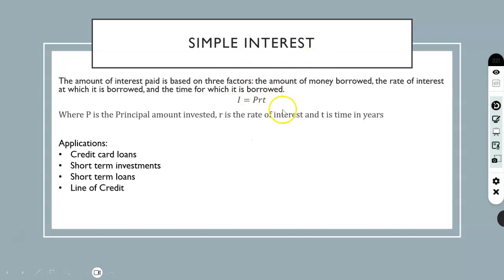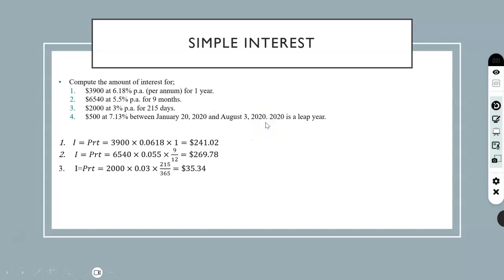So for calculation, we'll use this formula which is I equals PRT, where P is the principal amount invested, R is the rate of interest, and T is time in years. While calculating, you should see that T should be in number of years. If you don't have the T given in years, you need to convert it and then write it in this formula. So let's see a few examples here.